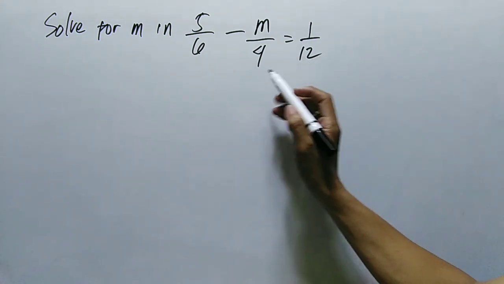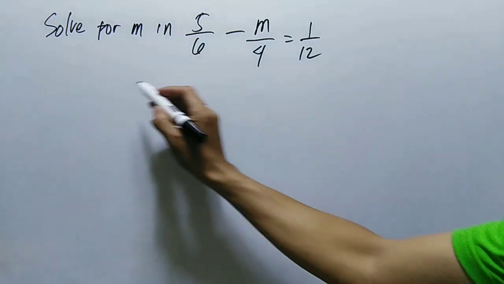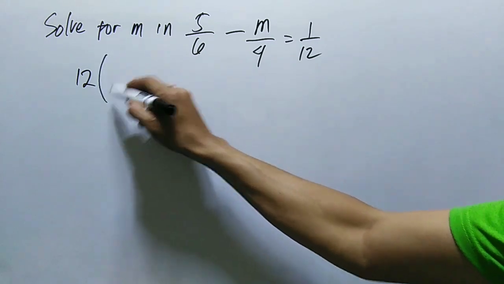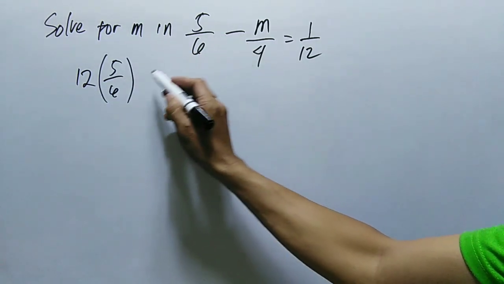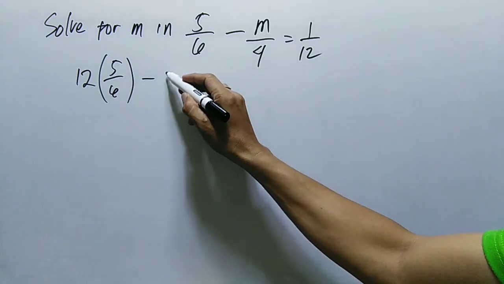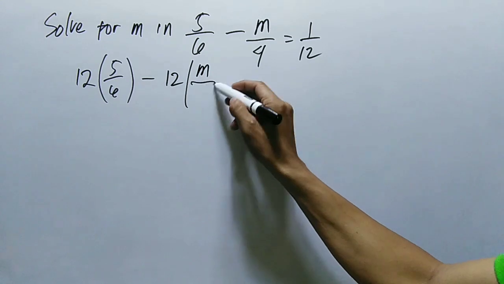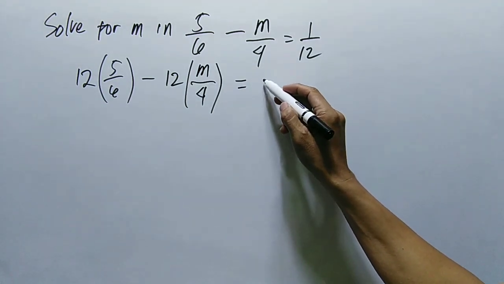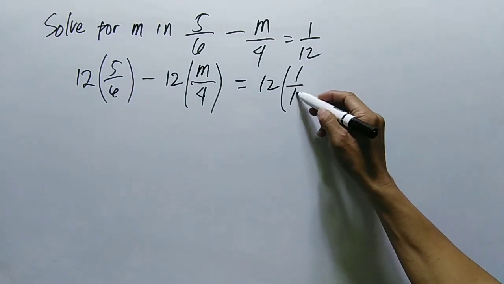So, si LCD, i-multiply natin sa both members of the equation. So, 12, LCD, i-multiply natin dito sa ating 5 over 6. Kopyahin natin yung minus sign. Then, LCD na naman. I-multiply natin siya kay m over 4. Then, equals si LCD na naman. I-multiply din natin siya kay 1 over 12.